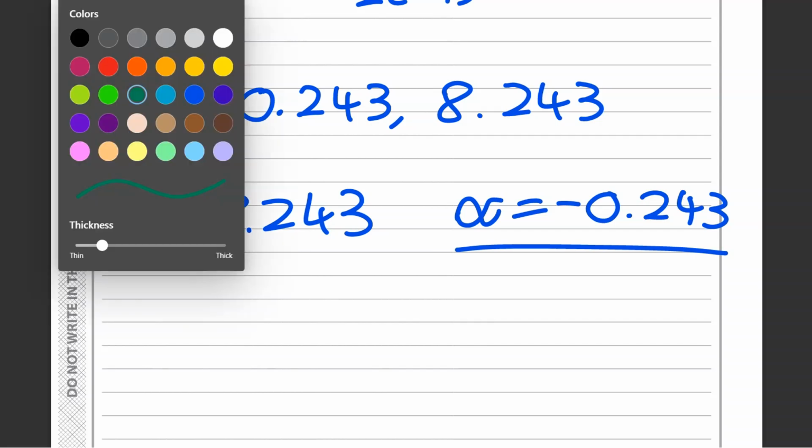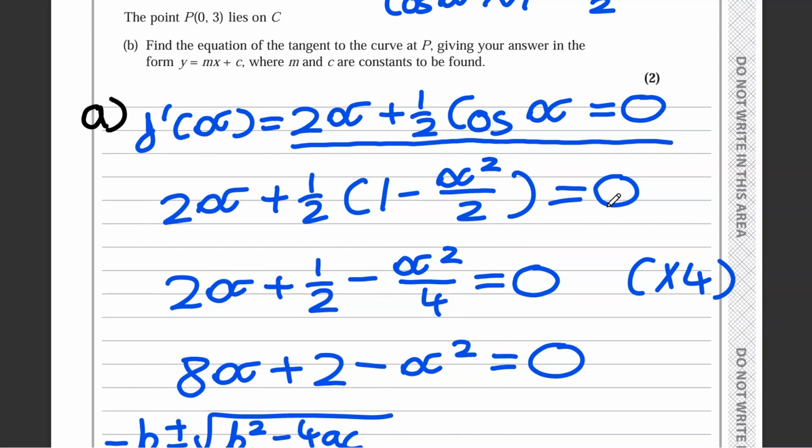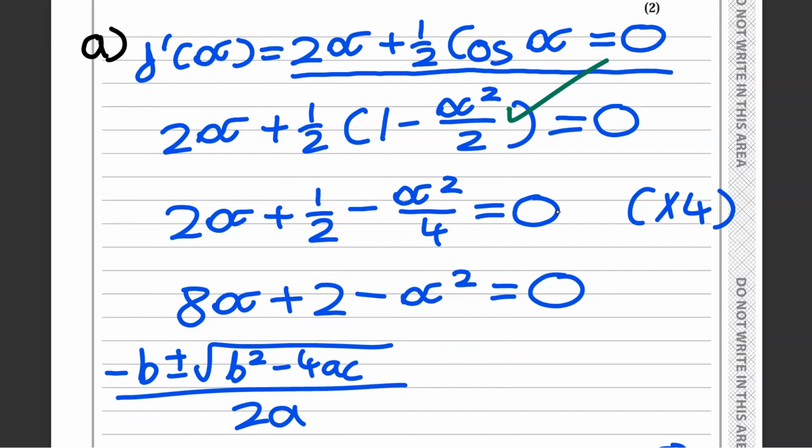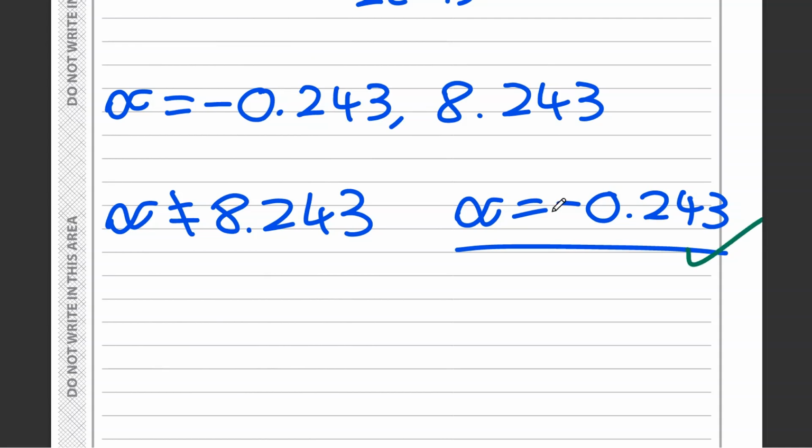In terms of the marks here, this is worth 3 marks. You get 1 mark for making this substitution here for cos alpha. You get another mark for getting it into this format here, and then you get another mark for figuring out the answer is this here.